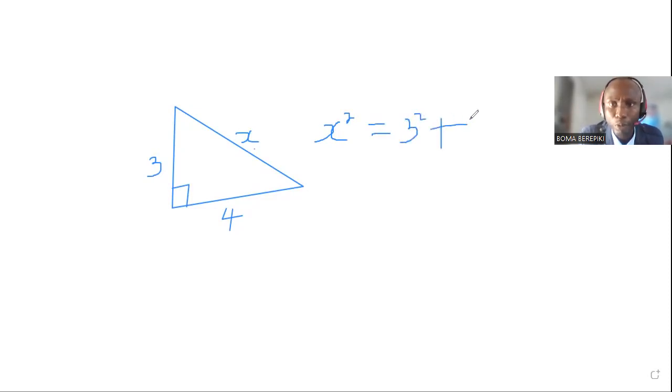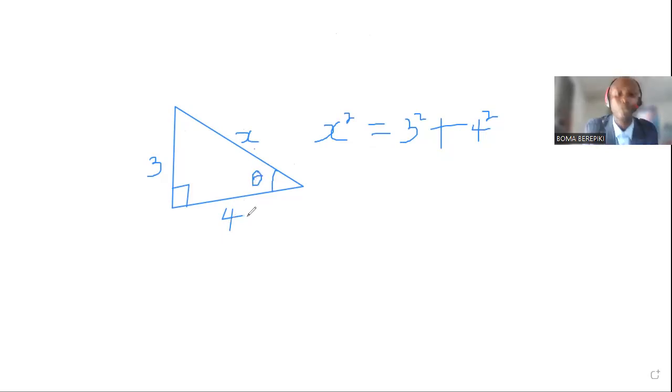plus 4 squared. So why am I doing this? There's a law, it's called the Pythagoras rule. It states that the square of the hypotenuse is equal to the square of the opposite side plus the square of the adjacent side. So this is the hypotenuse side, this is the opposite side to this angle in focus, let me call it theta, and this is the adjacent side.